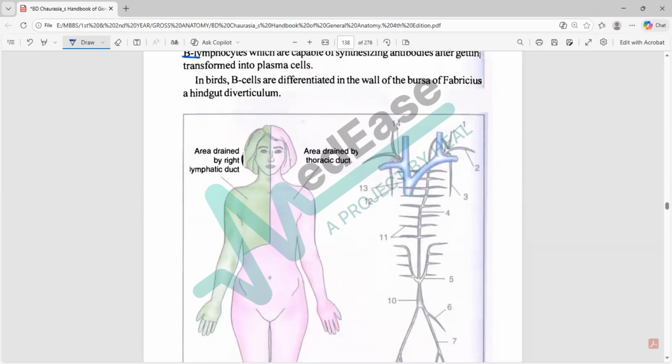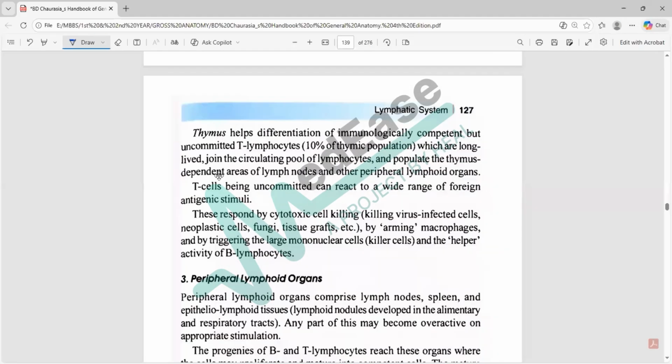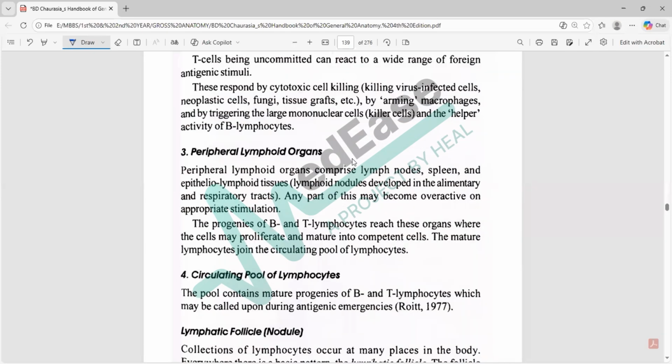Now, when we talk about the T lymphocytes, they will be housed mainly in the thymus in the embryos, and when they are mature, they will leave the thymus and then will be circulating in the blood and eventually being stored in the peripheral lymphoid organs. Now, when we talk about the peripheral lymphoid organs, we need to remember there are the lymph nodes, spleen, and there is epithelial lymphoid tissue.